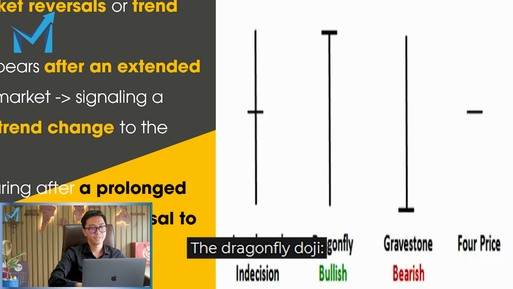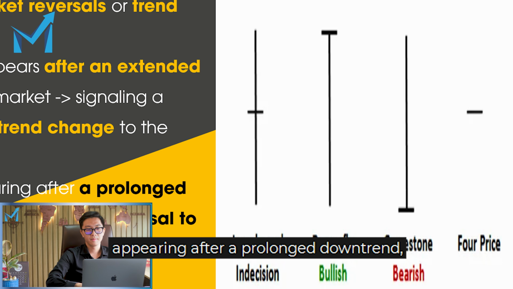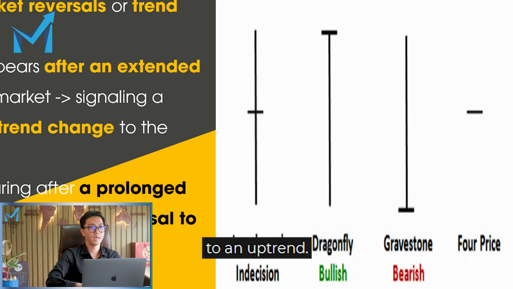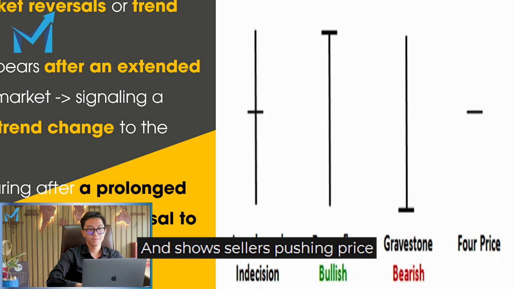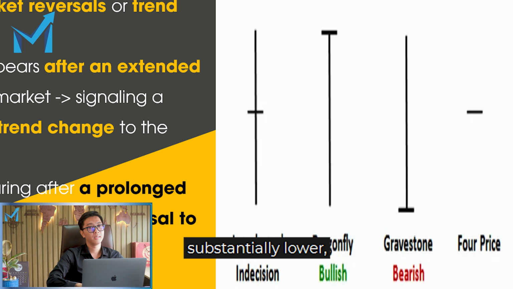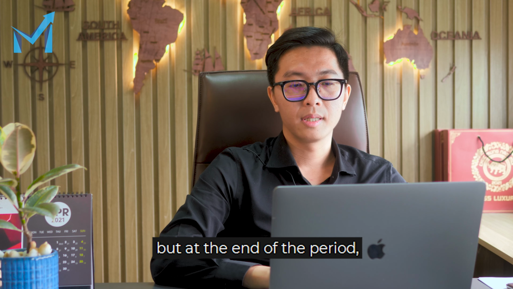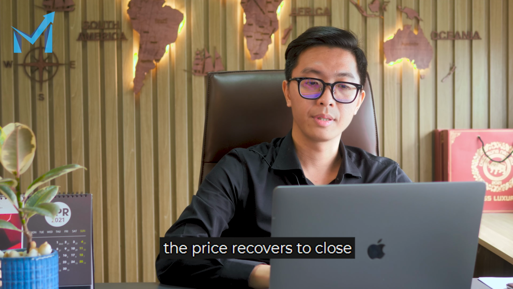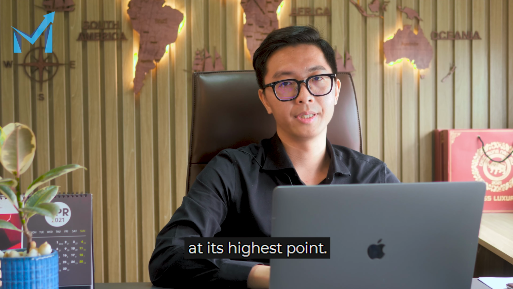The dragonfly doji, appearing after a prolonged downtrend, signals a possible upcoming reversal to an uptrend, and shows sellers pushing price substantially lower. But at the end of the period, the price recovered to close at its highest point.